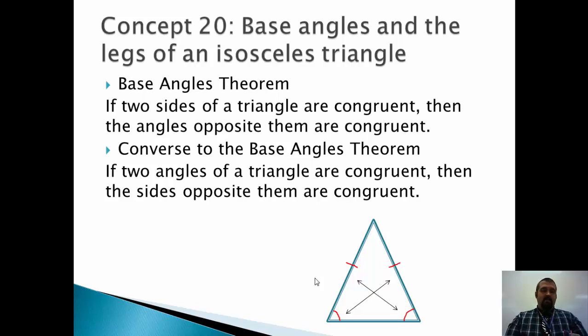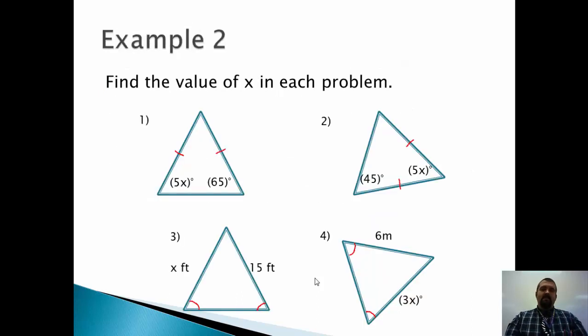So, if I have two sides in a triangle being congruent, I have at least two angles, the base angles, being congruent. If I have two angles in a triangle being congruent, I know I have at least two sides being congruent. This is a relationship that's always true. The next example using the base angle is just to find the value of x in each problem. So go ahead and try and do these now.